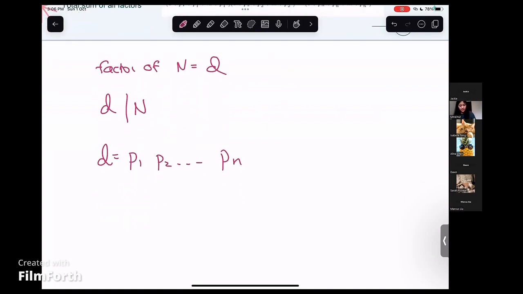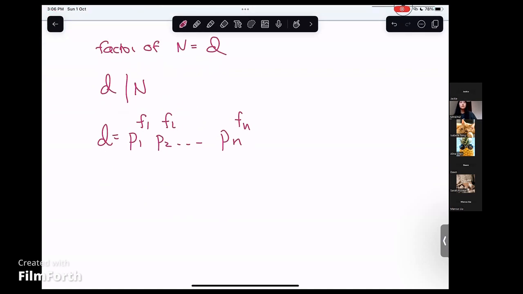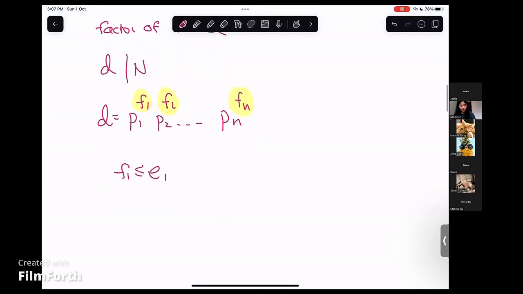So let's say it's to the power of f1, f2, fn. We can consider what the value of these exponents can be. It can be 0, because if this prime doesn't exist within our factor d, then it's 0. It can be anything below or equal to e1, right? So f1 has to be below or equal to e1, and similarly f2.